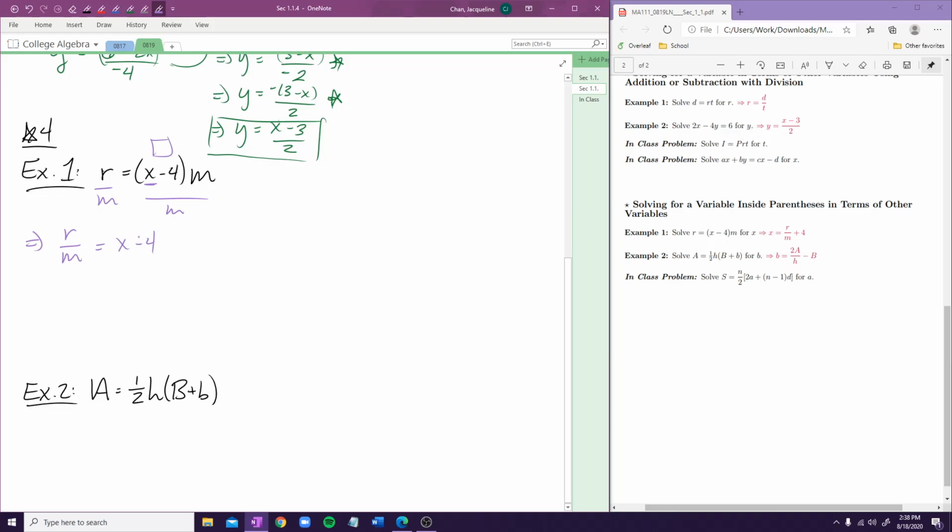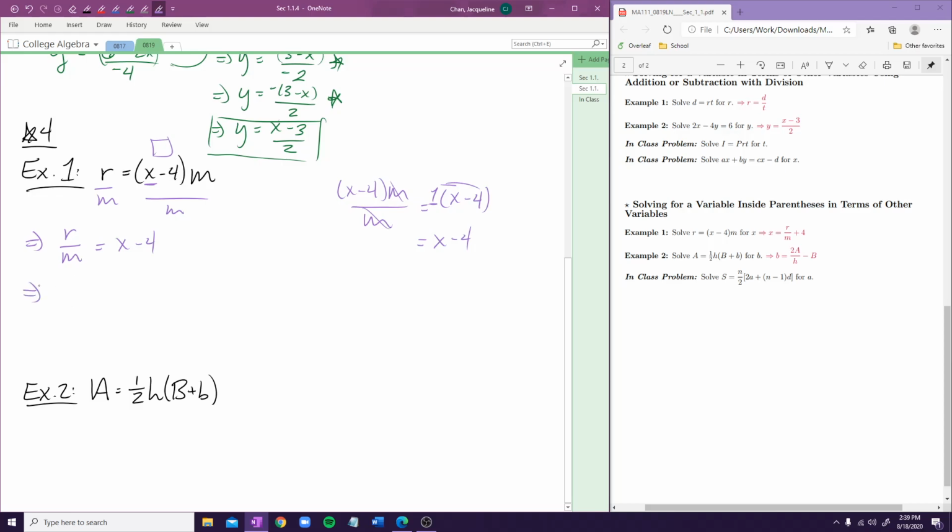Okay, why did I drop my parentheses? Because when I do x minus 4 times m over m, these cancel. So then I'm left with x minus 4. The reason why I'm able to drop the parentheses is because the coefficient attached to this parentheses is 1, right? So essentially, I distribute this when I get rid of the parentheses. But what is 1 times anything? It is itself. So when I distribute 1 times x, this becomes x. 1 times -4, that's -4, right? So that's why we're able to drop parentheses.